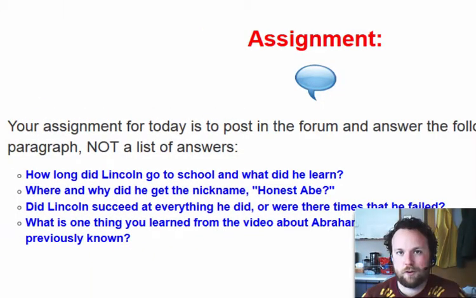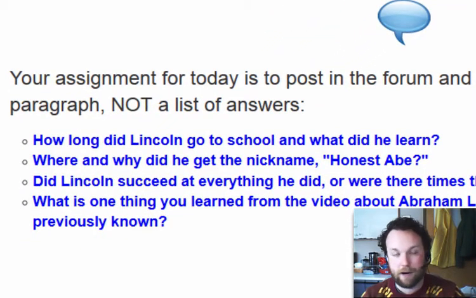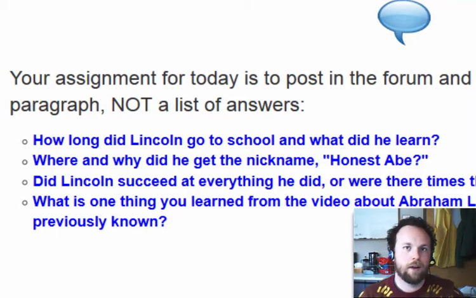Which brings us to our assignment for today. Now, our assignment is going to be posting in today's forum, and in your post, I want you to answer the following 4 questions in a paragraph. Think of these as sentence starters or ideas of things to include in your paragraph about the early life of Abraham Lincoln.